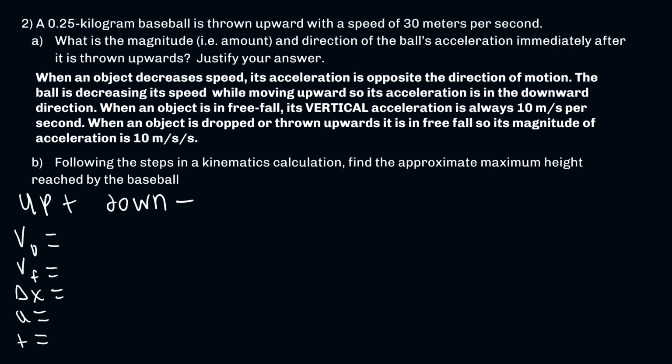Now let's look at our prompt and see what we have here. We have a 0.25 kilogram baseball. Mass is not going to matter. I'm going to do that demonstration at one point. We throw it upwards with a speed of 30 meters per second, so my initial velocity is going to be 30 meters per second. That is v naught.